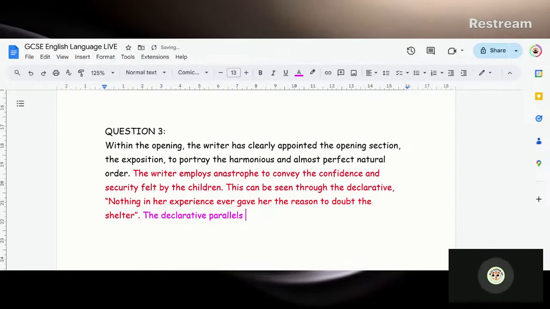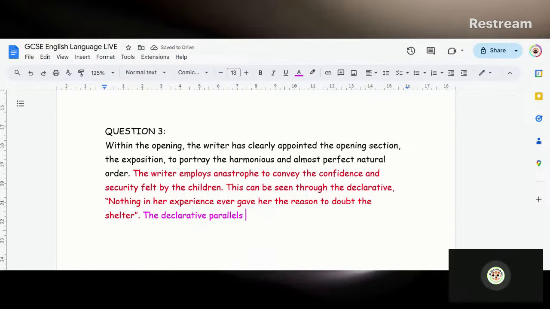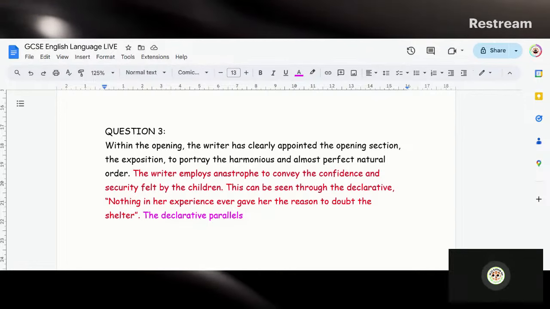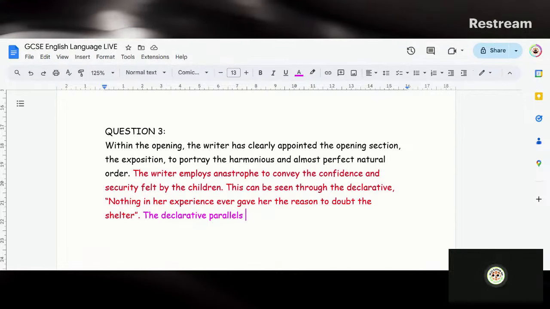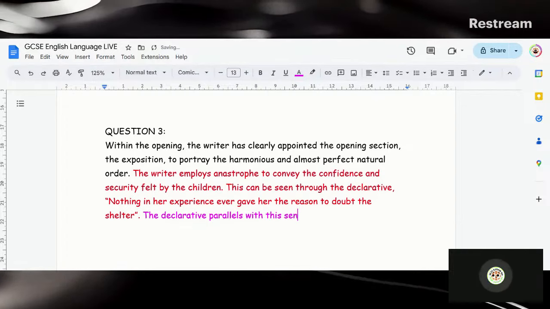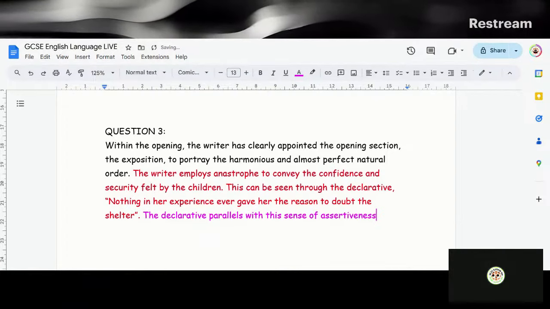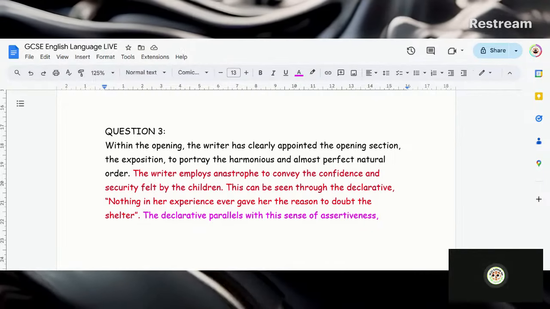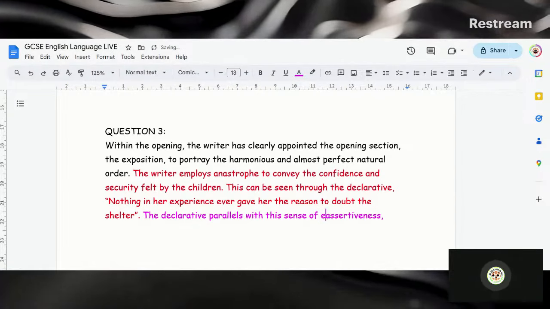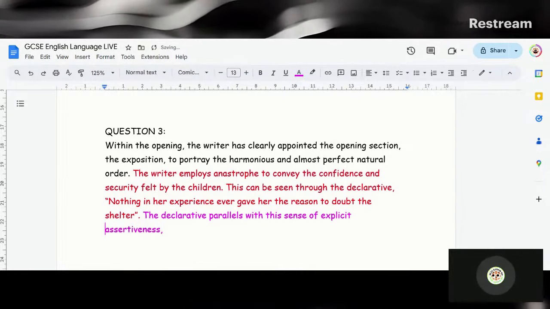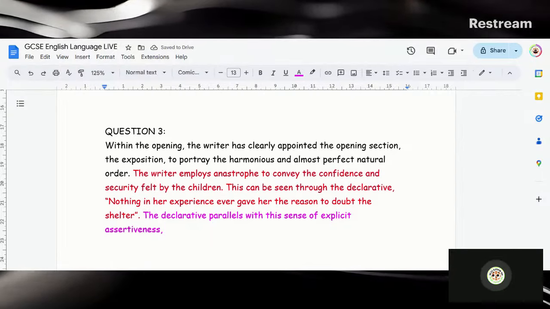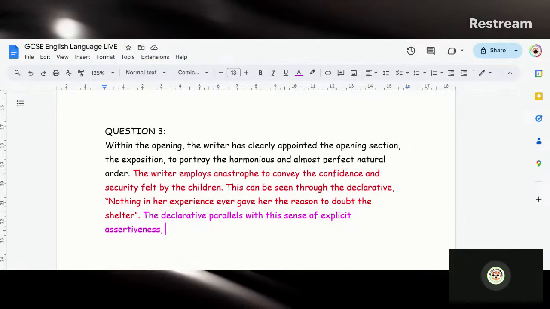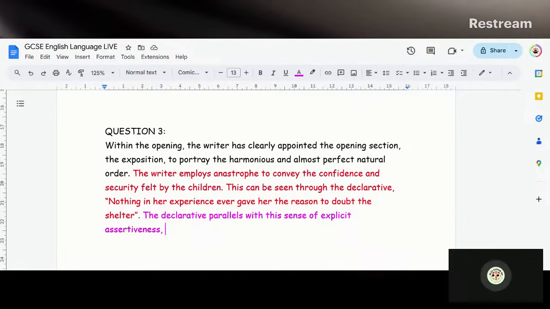I spoke about what anastrophe is. It just means the switched order of sentences. But if you want a detailed explanation, I literally just said it. Just go back a few seconds. So the declarative parallels with this sense of assertiveness, and we'll say with this sense of explicit, kind of like saying it's over the top. No one starts a story and says nothing, or no one starts a conversation and says nothing in my life ever suggests that there will be an earthquake in Britain. And then like 2 minutes later, there's an earthquake in Britain. No one really says that.